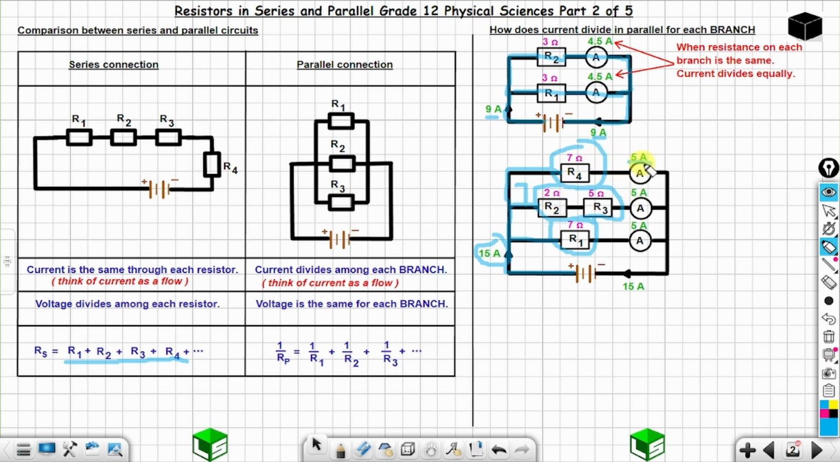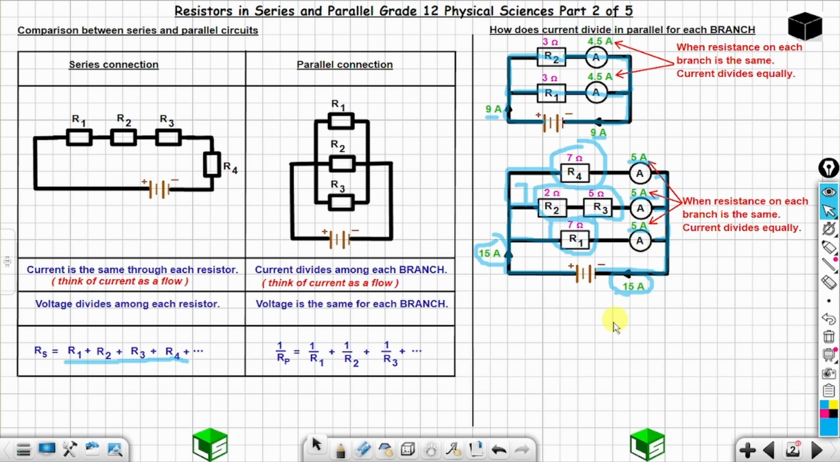You have 5 amperes on this branch, 5 amperes on this branch, 5 amperes on this branch, and then they are going to join. You're going to have 15 amperes again back to the battery. When you divide 15 by 3, you have 5 amperes on each branch. So when the resistance on each branch is the same, current divides equally.